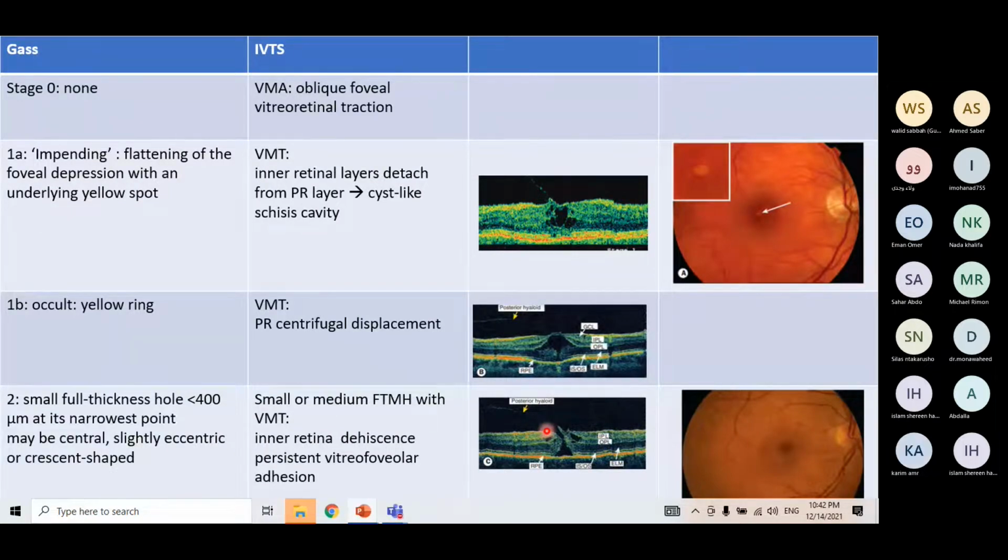So if it's stage 1, there is a 50% chance that the traction will resolve spontaneously and the macular hole will close on its own. But if it's progressed to stage 2, the incidence of spontaneous closure goes down to 5 to 10%. So you probably want to operate on patients with stage 2 or more, but not on stage 1. Okay?